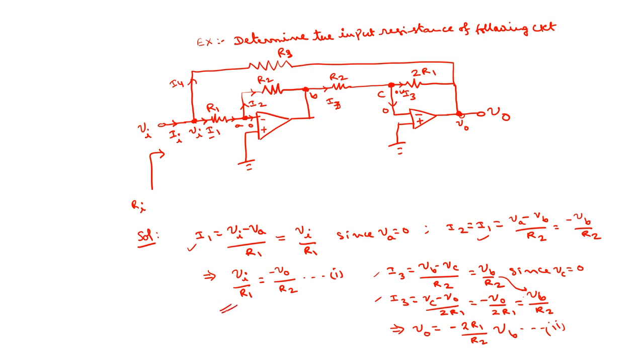From equation 1, what is VB? This VB by R2 is the same as VI by R1, which is I1. This is also I1, VB by R2. So VB is minus R2 by R1 times VI. If you substitute this here, what is V0? V0 is equal to minus 2R1 by R2 into VB, which is minus R2 by R1 into VI. This implies V0 is equal to, R2 and R2 get cancelled, R1 and R1 get cancelled, minus minus becomes plus, 2VI.